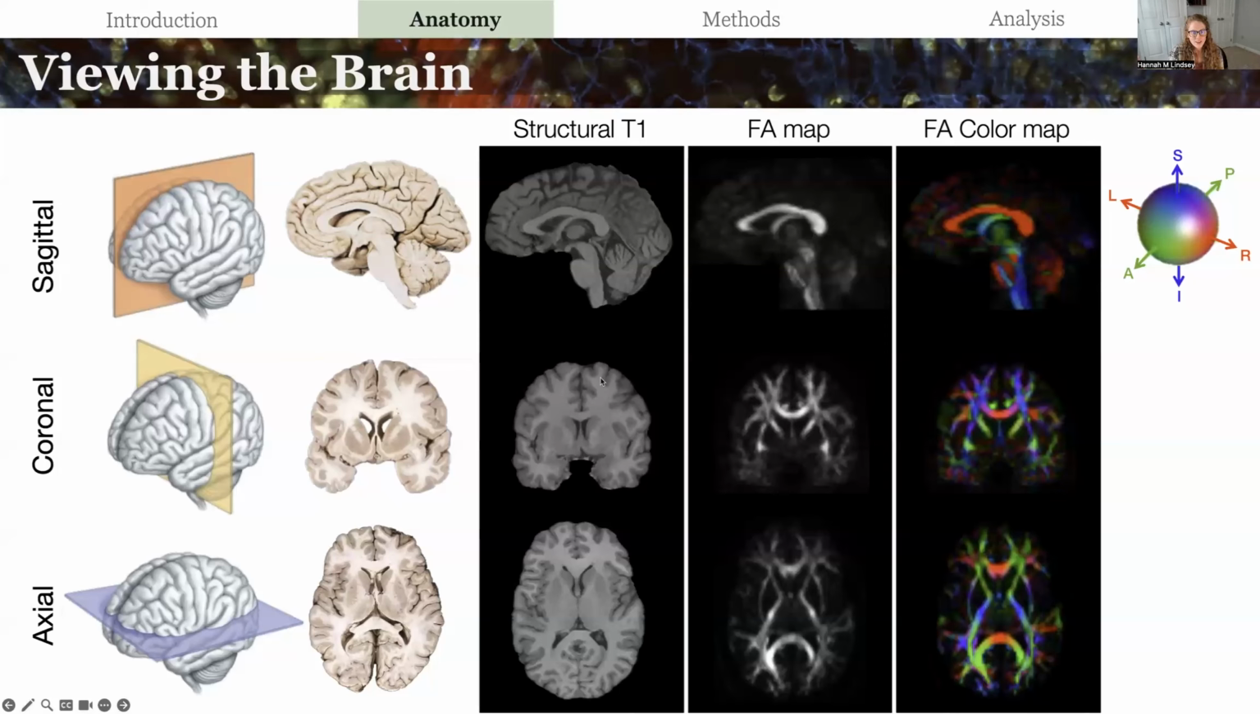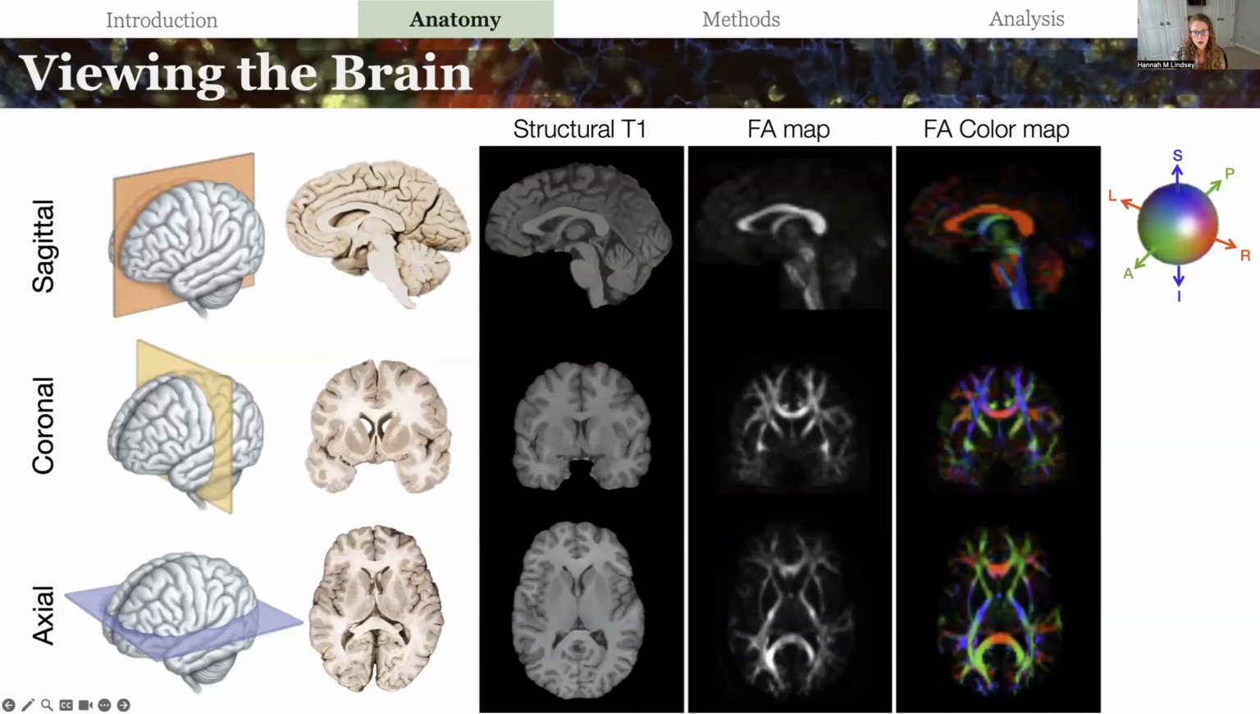Okay, so in this first column here, this is what the brain looks like when imaged using structural T1 weighted MRI. In comparison, in these columns, we see what a diffusion-weighted image looks like also in these same 3 planes and on the same slice as the structural T1.